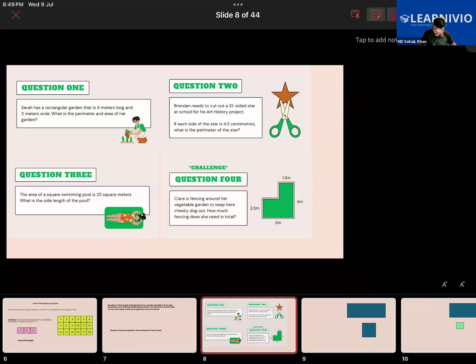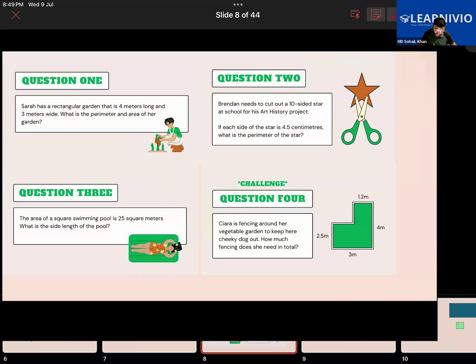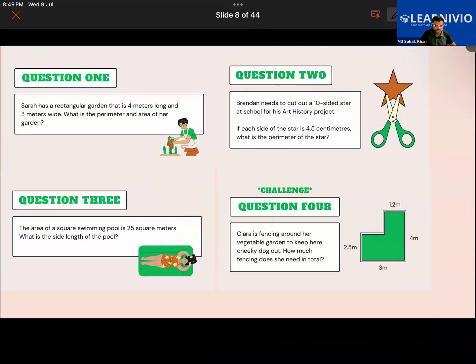Okay, let's do a few more questions, some basic questions. Sarah has a rectangular garden that is 4 meter long and 3 meter wide. What is the perimeter and area of the garden? It's mentioning the perimeter also, but first find out the area. Later on, we will do the perimeter.